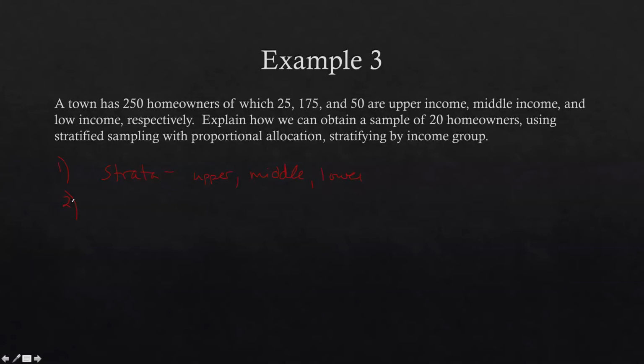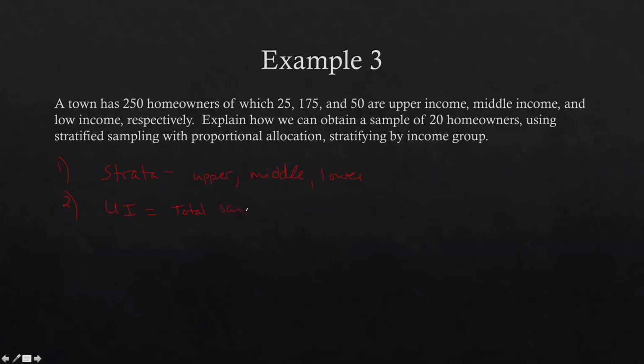So here's what we do. Of the 250 homeowners, 25 are upper, 175 middle, 50 are lower. So for the upper income, I'm going to use UI for upper income. For the upper income, we do the total sample size, which is 20.